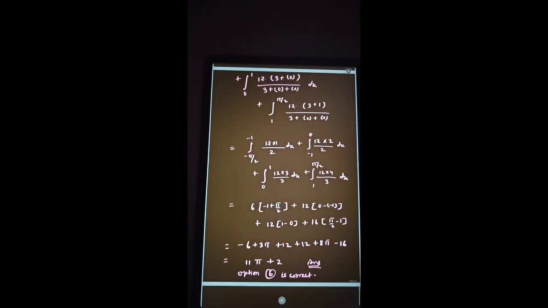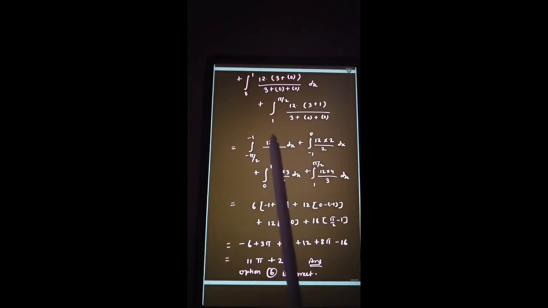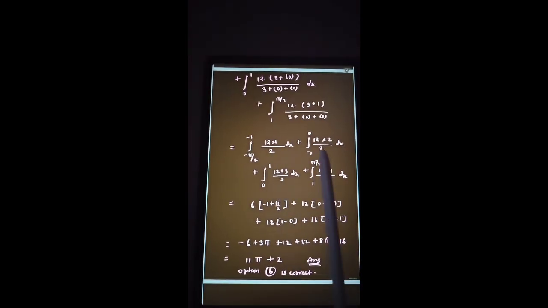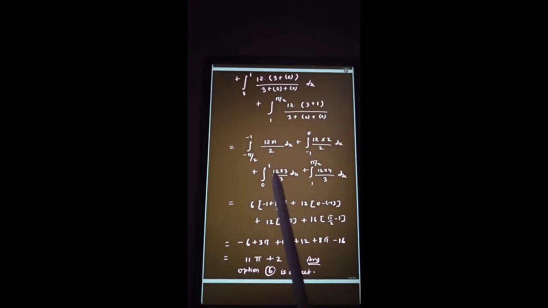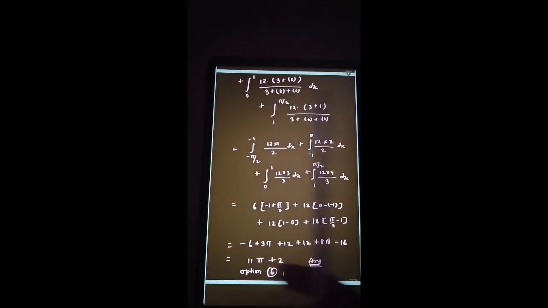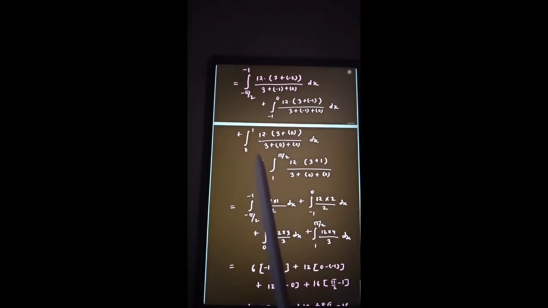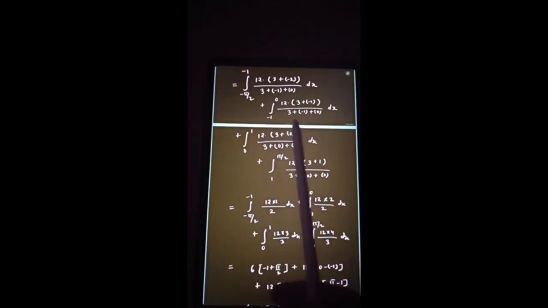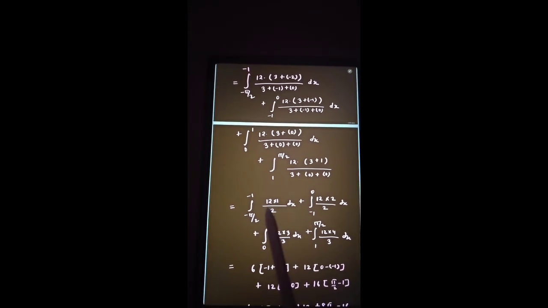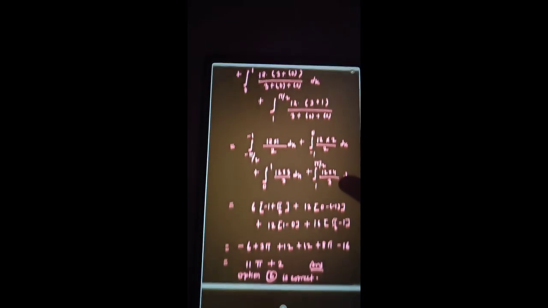Now we will simply do the calculations, very easy. 12 into 1 upon 2, this is 12 into 2 upon 2, this is 12 into 3 upon 3, and 12 into 4 upon 3. You can see here, the denominator is 3 for the last two integrands, and for the first two the denominator is 3 minus 2, which is 1, and the numerators are 12 into 1, 12 into 2, 12 into 3, and 12 into 4.